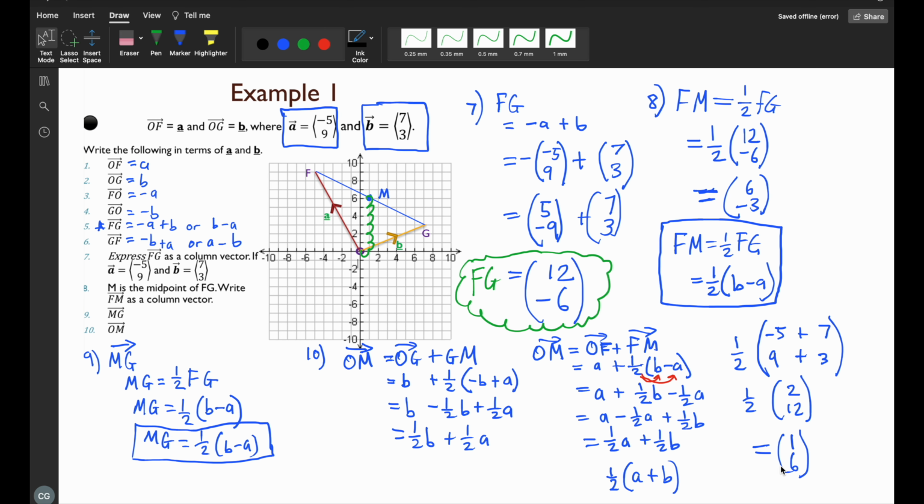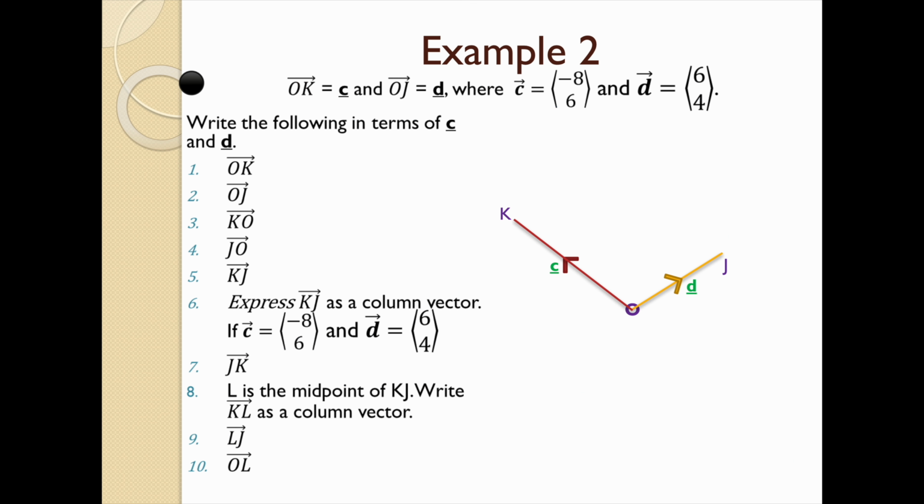All right, time to try the next one. So, let's see what y'all get for the first 5. Once you do it, send it to me.